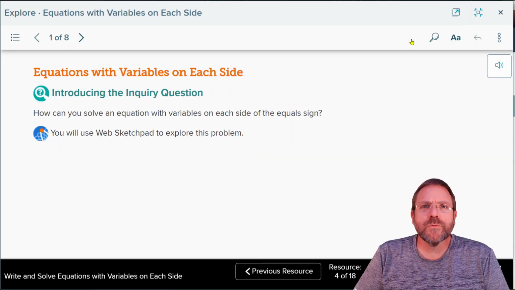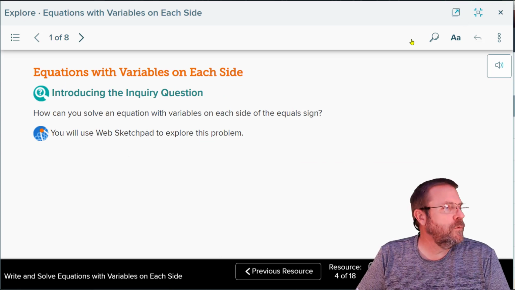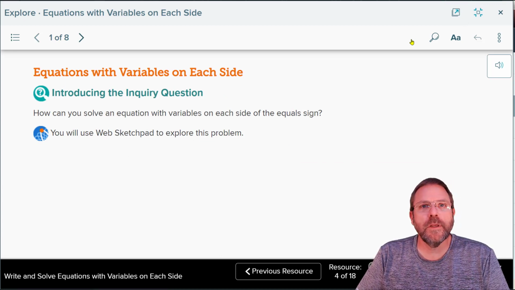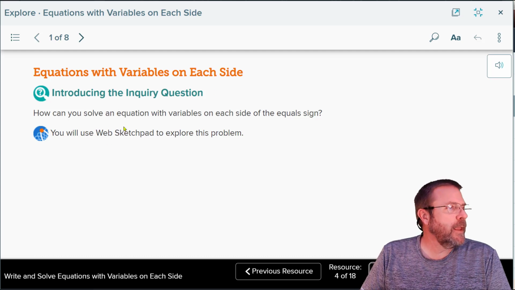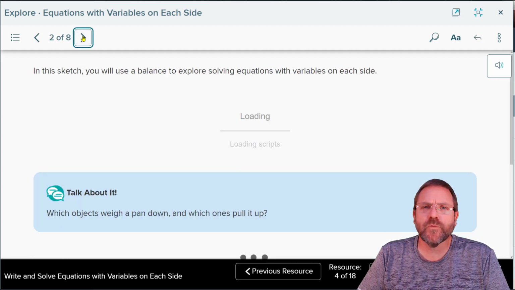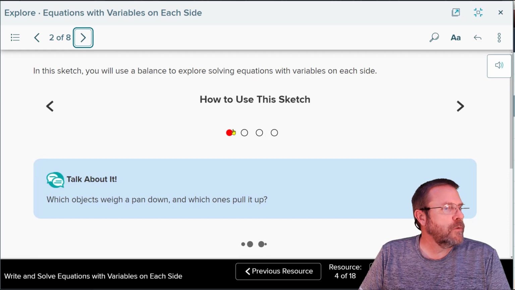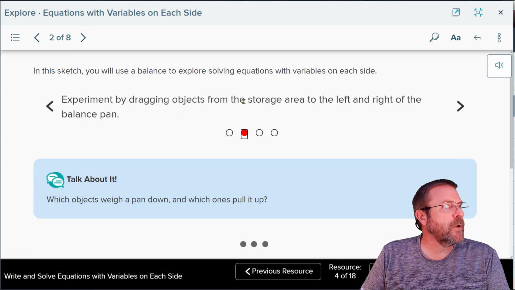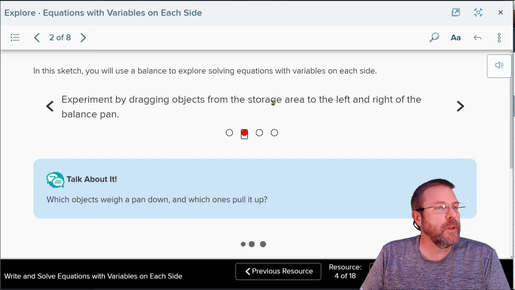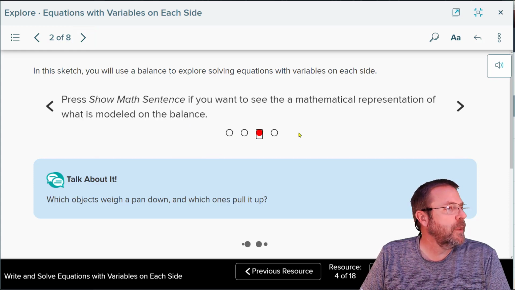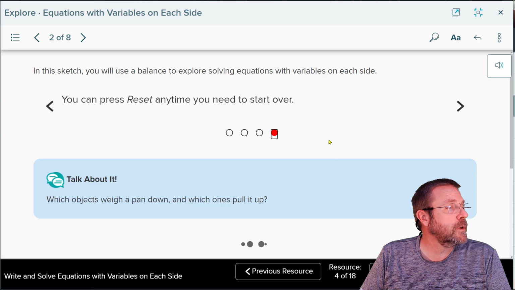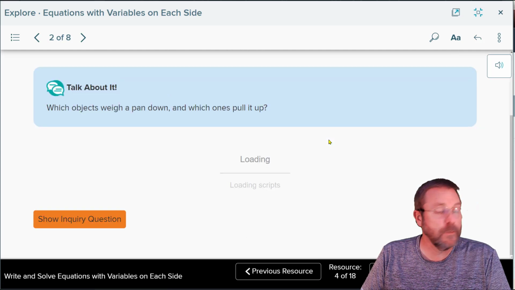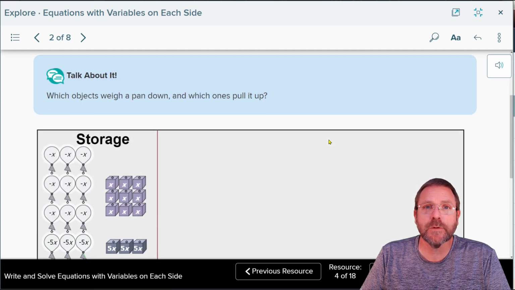Our inquiry question wants to know, how can you solve an equation with variables on each side of the equal sign? And they have us using a web sketch pad to figure this out. First, we're going to experiment by dragging objects from the storage area to the left and right side of the balanced pan. Then we show the math sentence, and if you want to see the mathematical representation on the balance, you can. Then we press restart and start again. That sounds terribly exciting, so let's do it.